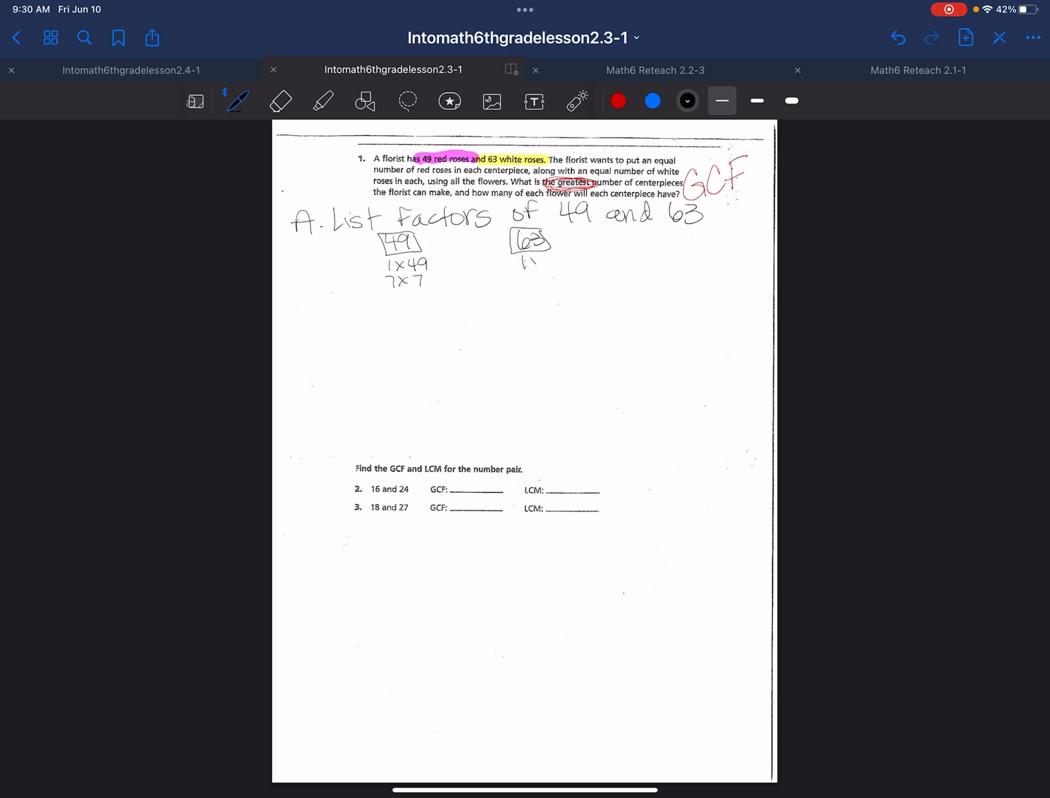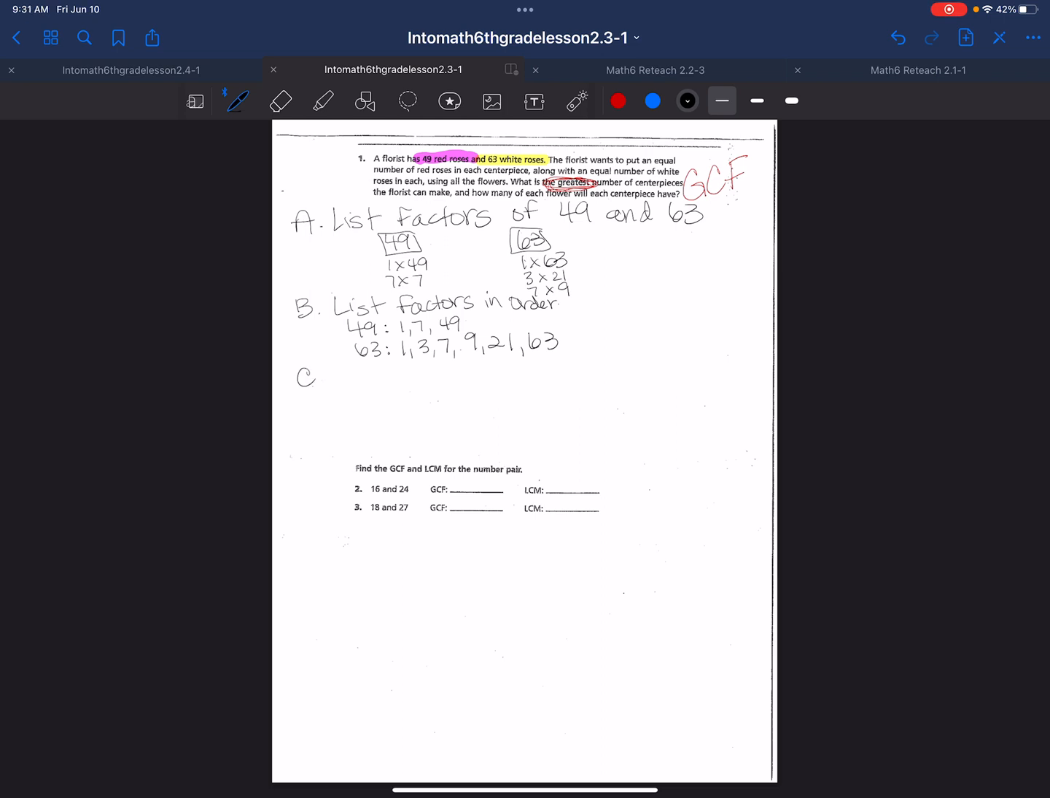For 63, I have 1 times 63. And then I have 3 times 21 and 7 times 9. Step 2. I need to list the factors in order. So 49, if I'm going to list the factors in order, it's 1, 7, and 49. And for 63, if I'm going to list the factors in order, I look up here and I do 1, 3, 7, 9, 21, and 63.